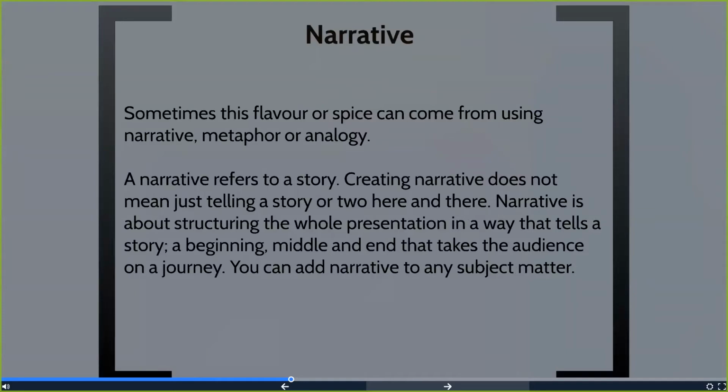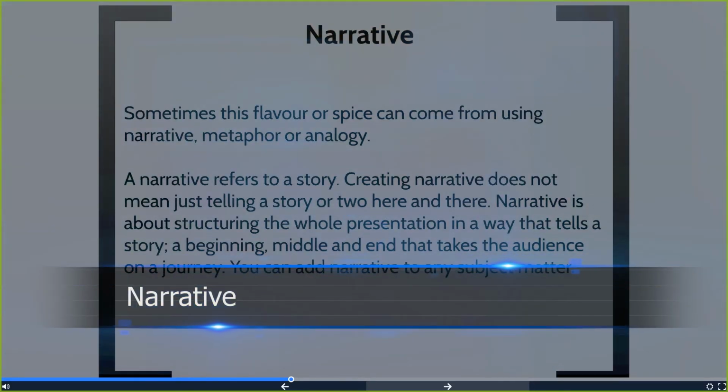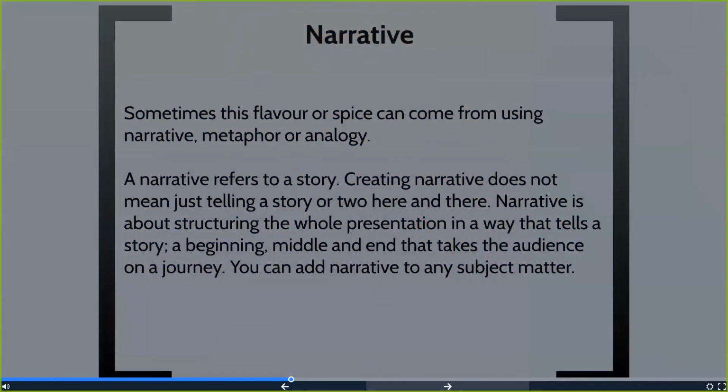Narrative. Sometimes this flavor or spice can come from using narrative, metaphor or analogy. A narrative refers to a story. Creating narrative does not mean just telling a story or two here and there. Narrative is about structuring the whole presentation in a way that tells a story. It has a beginning, a middle, and an end, and it takes the audience on a journey. You can add narrative to any subject matter.